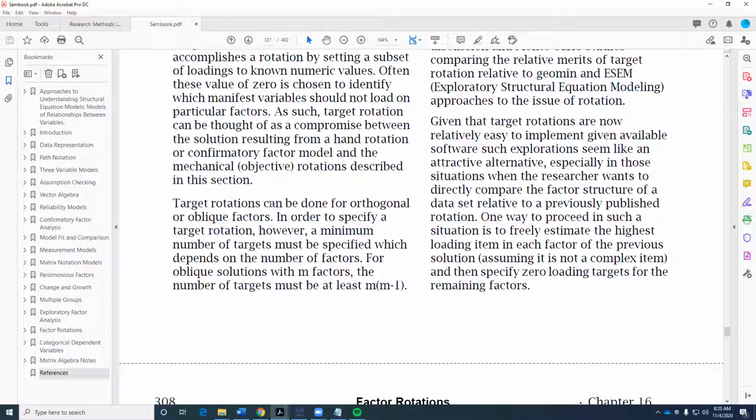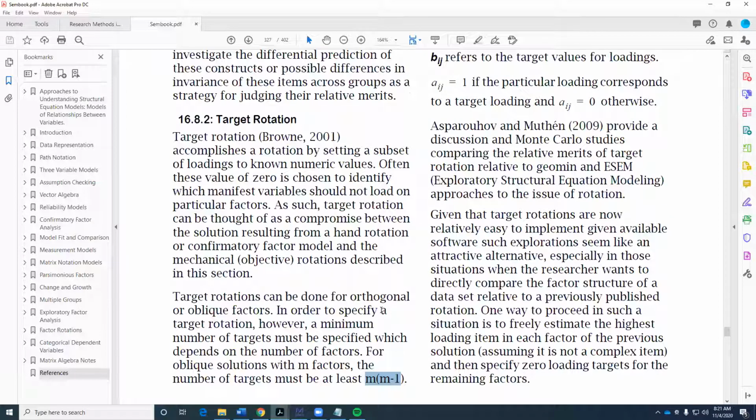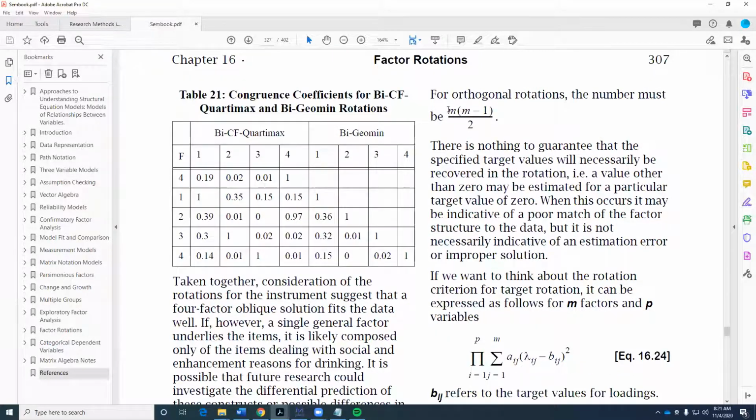And in order for us to do that, we're going to have to figure out how many loadings in the rotated solution we have to set to zero. So when you've got m factors and you've got an oblique solution, you're going to have to set m times (m minus 1) zero loadings. And similarly, if you've got an orthogonal solution, it's going to have to be m times (m minus 1) divided by 2.